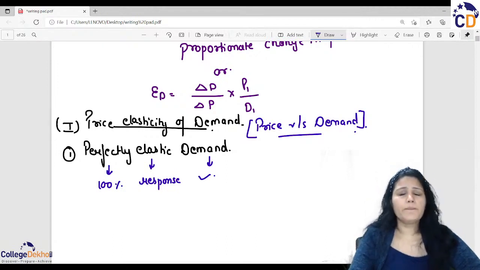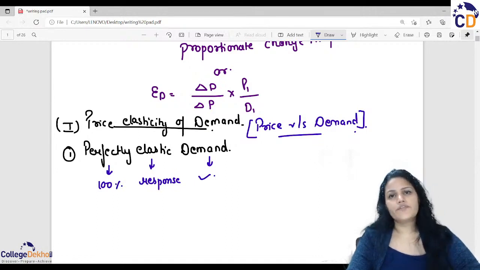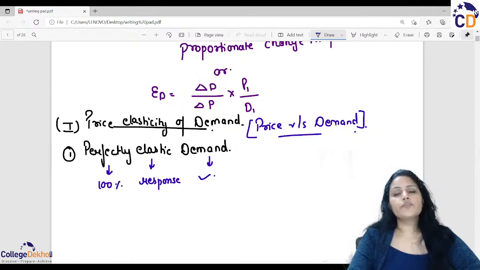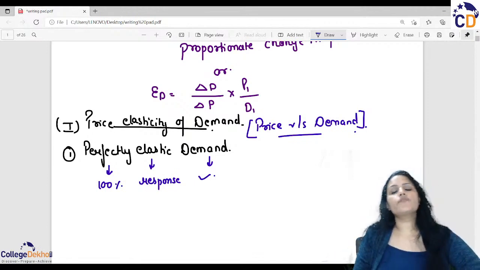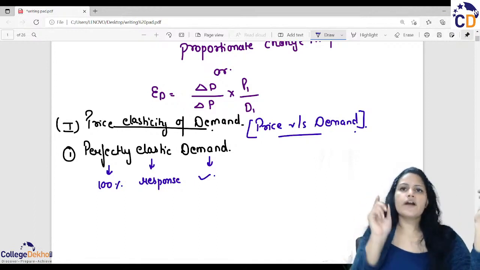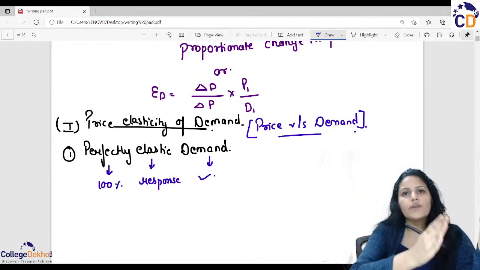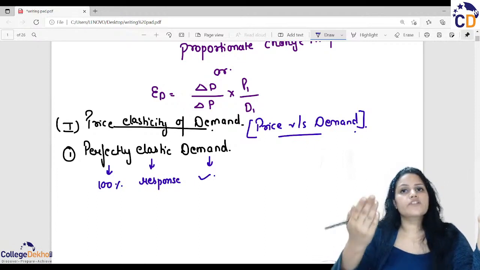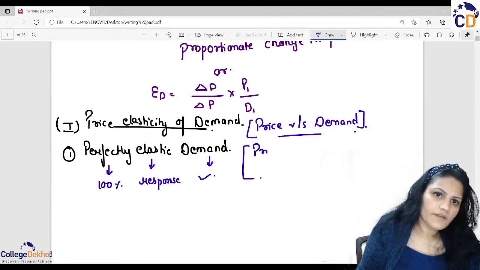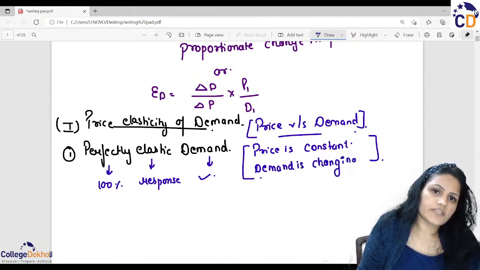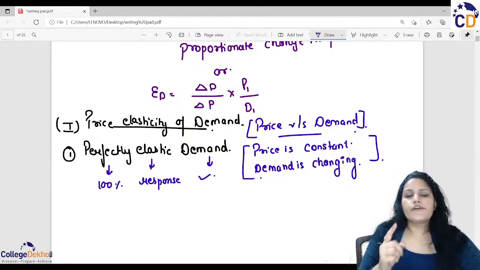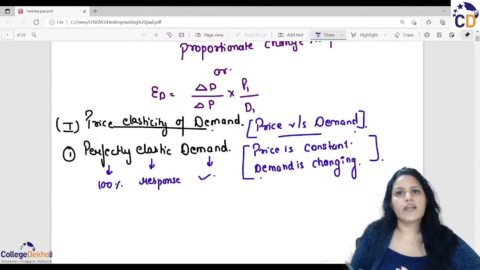And here we are comparing price versus demand. If the 100% response goes towards the demand only, then the price of the goods automatically changes by 0%, because 100 is the totality. If the total 100 goes to the demand side, then on the price side there is 0% change. That means price is constant, because price is not changing and demand is changing.